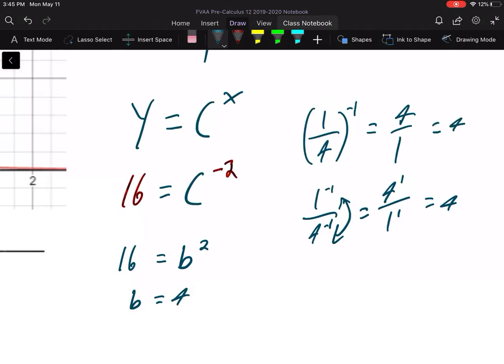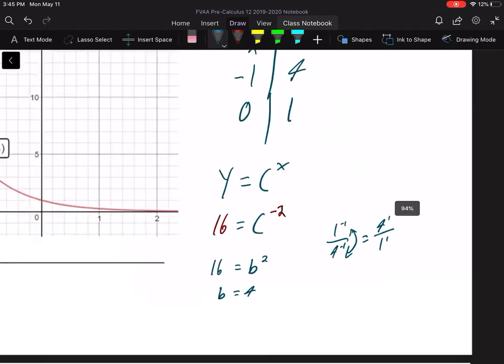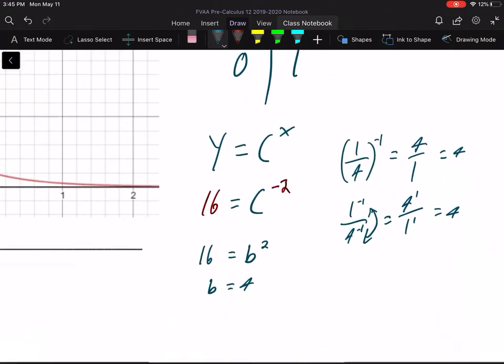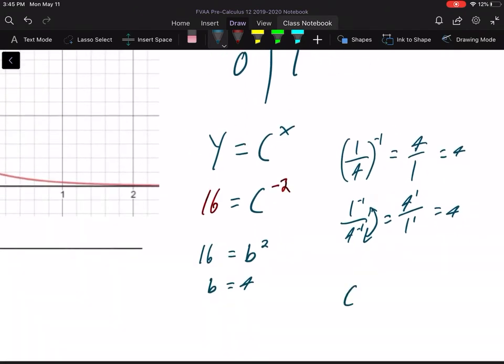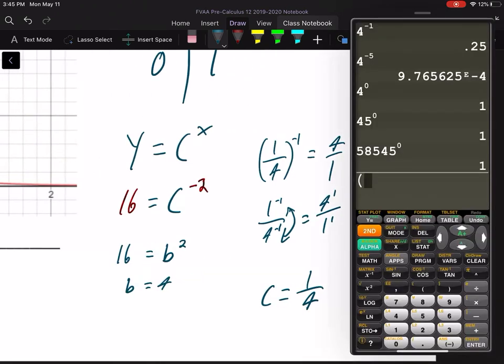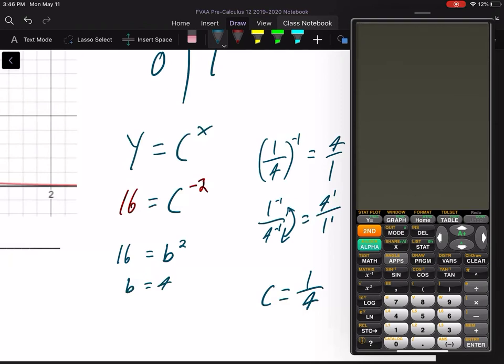Okay? So in this situation, this would work as well, because that would give me this point here. So that actually is a good value for c, and this would be 1/4. And you can test this as well. You can do 1 divided by 4 exponent to the -1, and I get 4. You can test that out.